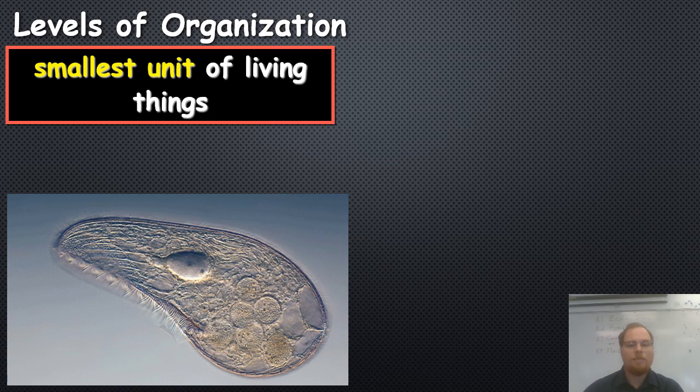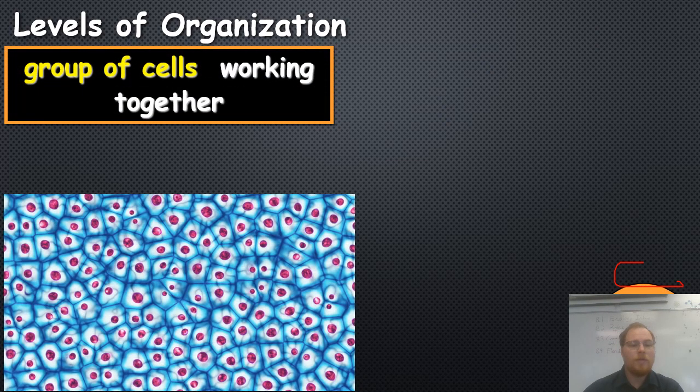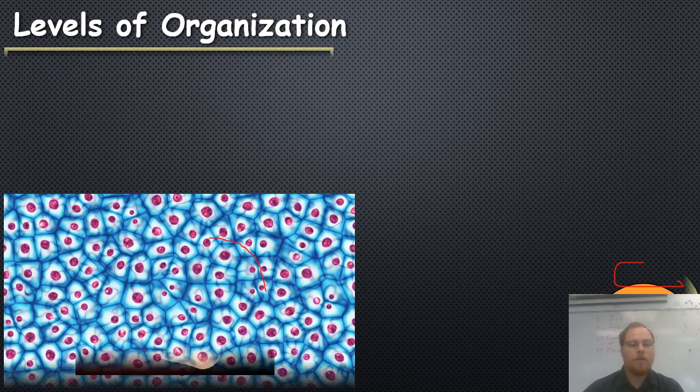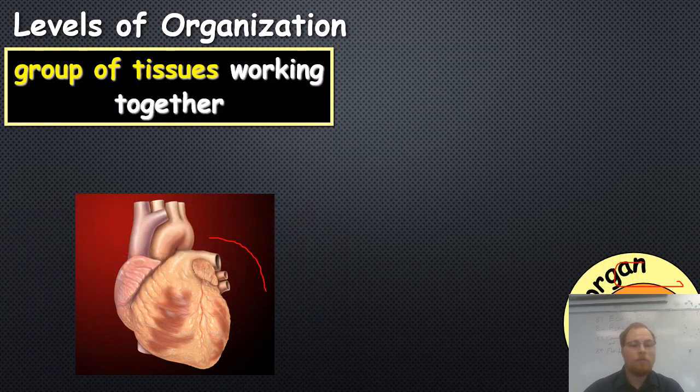Now, the first thing is going to be the cell. You can't see it because of my picture, but it's right here on the bottom. It is the smallest unit of living things. Next group is going to be tissues. They are a group of cells that are working together, as you can see in this picture right here. Next, you have the heart, which is an organ, and those are just a bunch of tissues working together. And remember, there are different kinds of tissues, okay? Muscle tissue, connective tissue, all that kind of stuff.